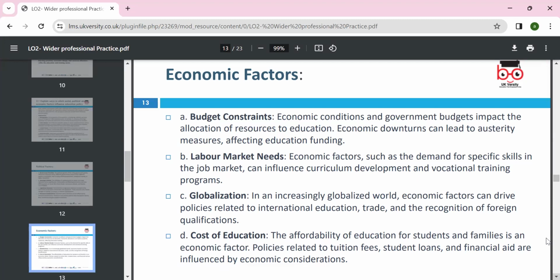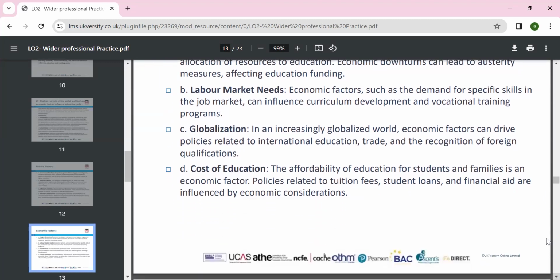So globalization, of course, is a huge impact, which we can look at outside the EU and within the EU, and the new funding. An economic factor can drive policies related to international education. Of course, there are school exchange programs, like with Japan and various other countries, summer holidays, summer schooling, and these are quite valuable for learning from different experiences.